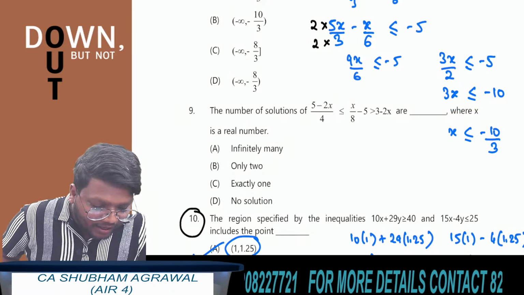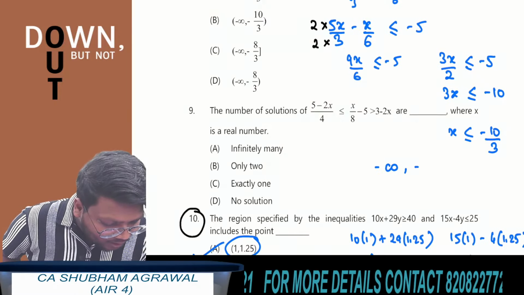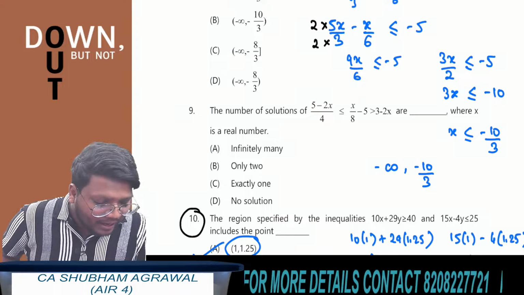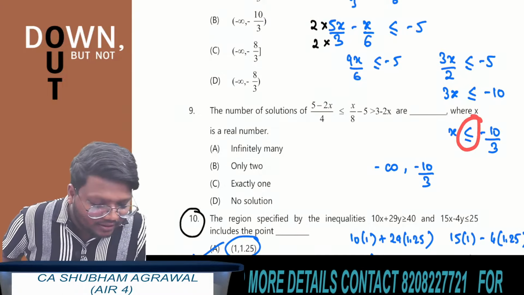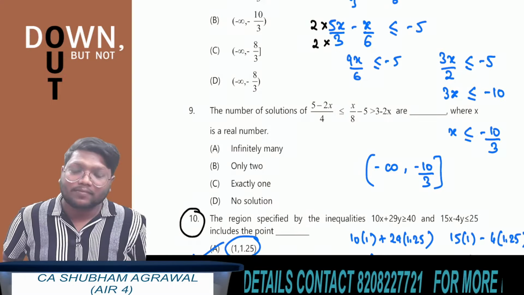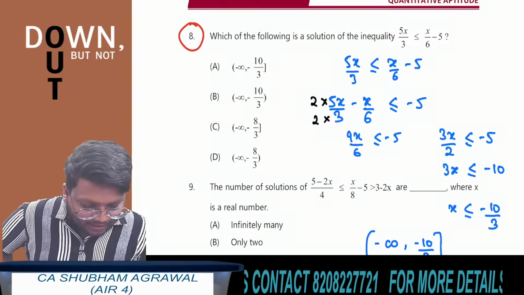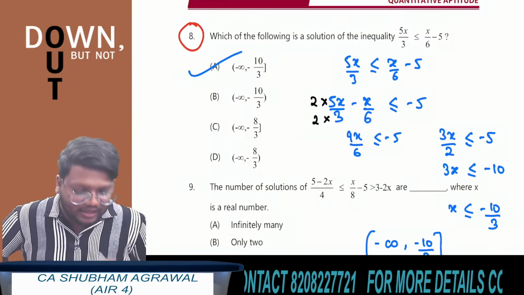So what can we write here? The value of x lies between minus infinity and minus 10 upon 3. And here the less than or equals to sign is there. So we have to write this in square brackets, and this one in normal brackets. Which option is correct? Minus infinity comma minus 10 by 3 with a square bracket. You have to choose option A as the answer.